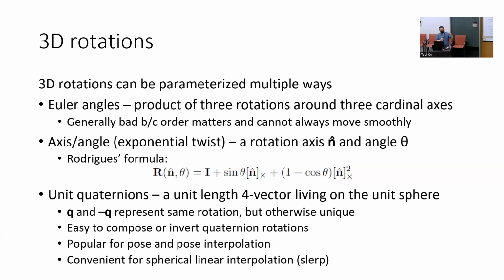This normalization business is the thing that keeps you from running into that problem of, oh my God, I'm at 2 pi. Now I need to suddenly jump back down to 0.